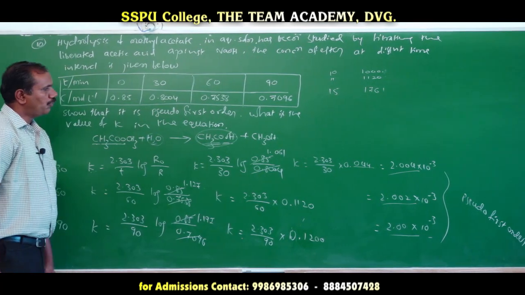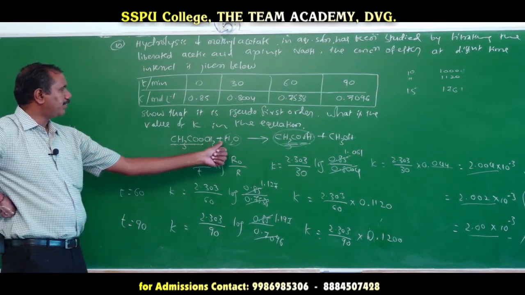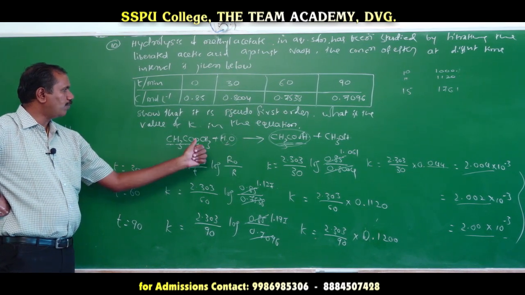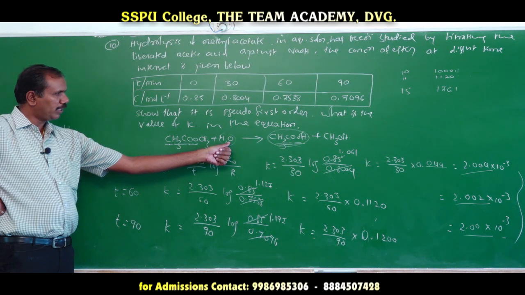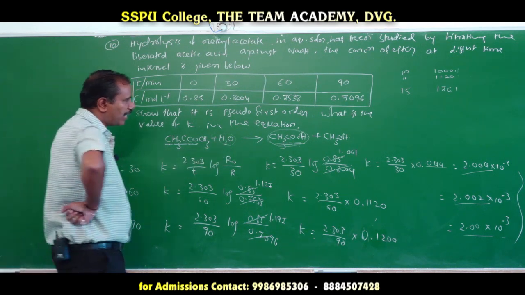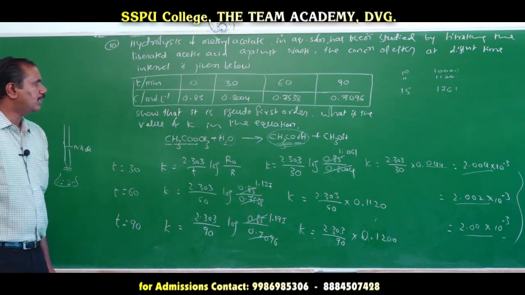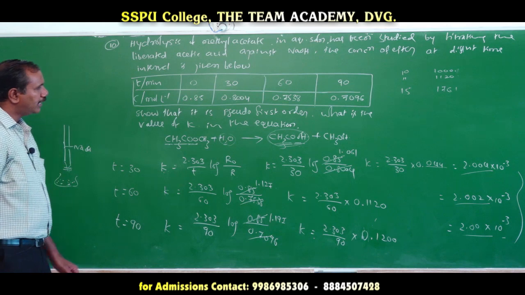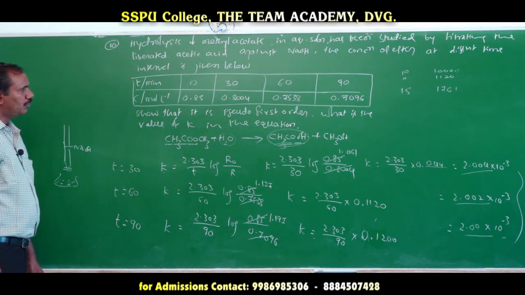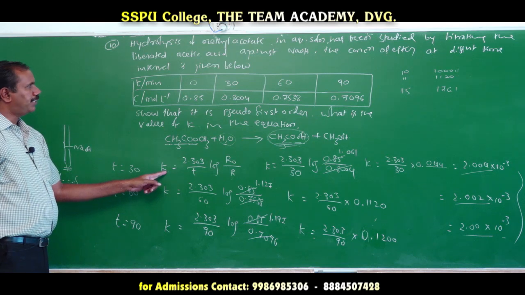So, how do you prove that it is pseudo first order? Here the molecularity of the reaction is 2, but the order is 1. The velocity depends only on methyl acetate, but does not depend on water. So, to prove it, if the value of K remains constant at different time intervals, then it is pseudo first order. After calculating, the K value remains constant, hence it is pseudo first order. You see?